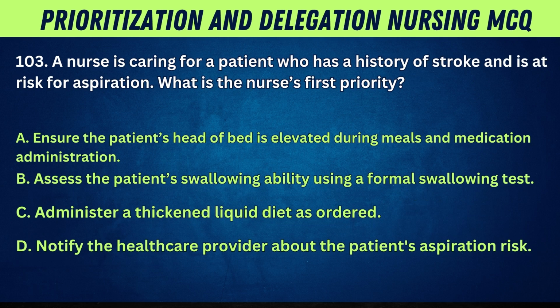103. A nurse is caring for a patient who has a history of stroke and is at risk for aspiration. What is the nurse's first priority? A. Ensure the patient's head of bed is elevated during meals and medication administration. B. Assess the patient's swallowing ability using a formal swallowing test. C. Administer a thickened liquid diet as ordered. D. Notify the healthcare provider about the patient's aspiration risk.